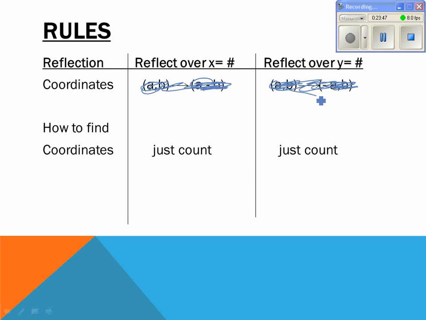If you're reflecting over x equals, what's the symbol mean? A number. So you're reflecting over x equals some number or y equals some number. So it might be something like x equals 4. What kind of line is x equals 4? Close.